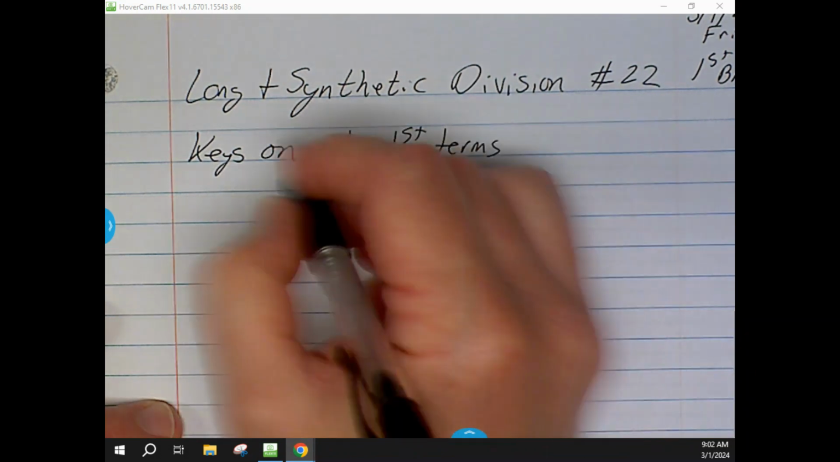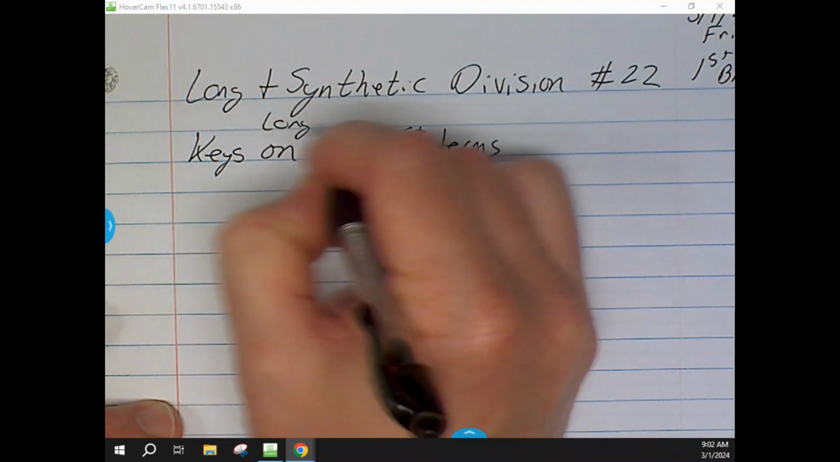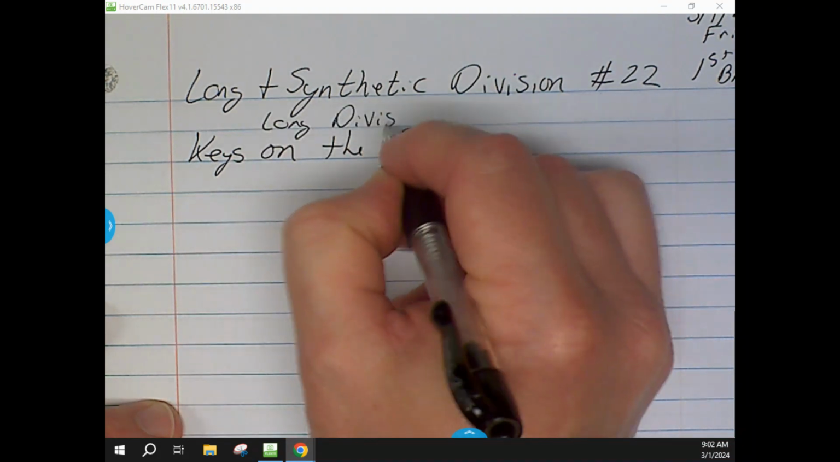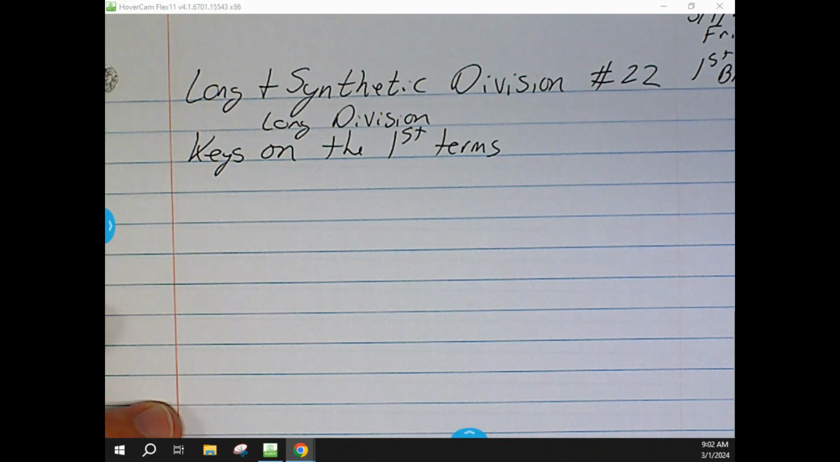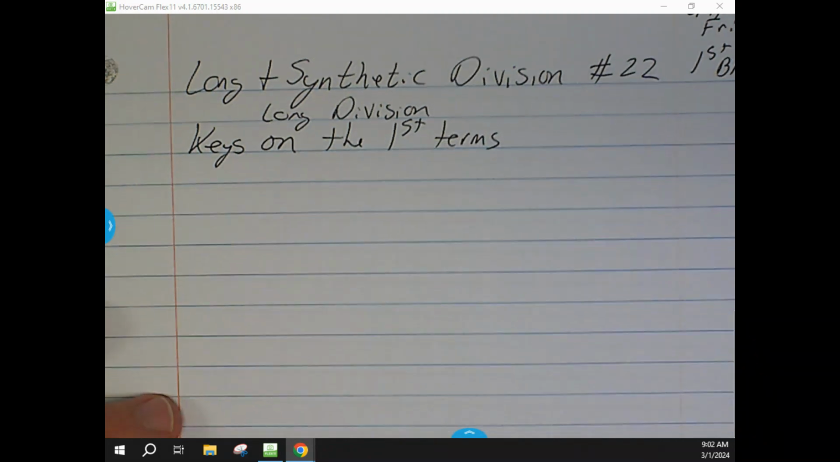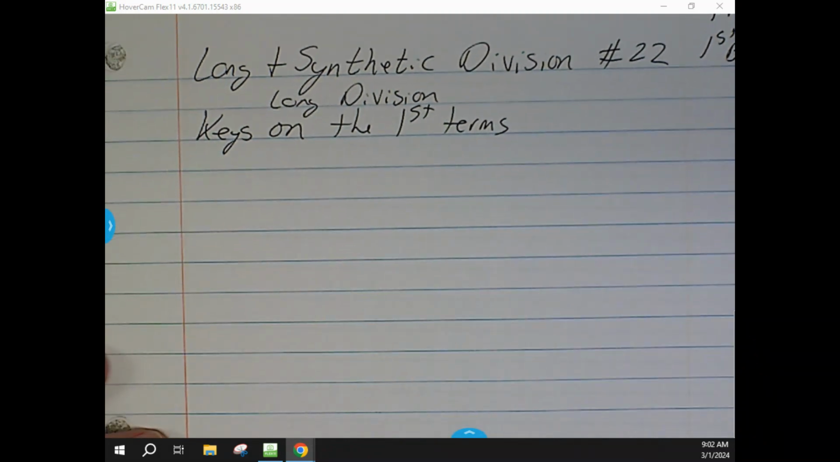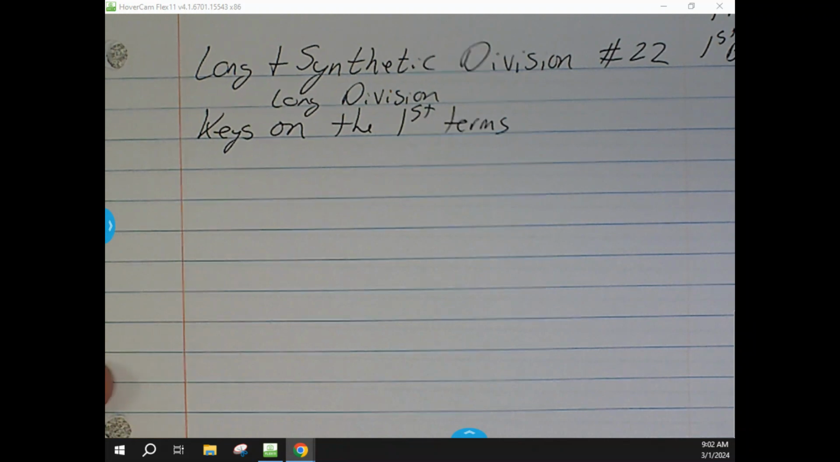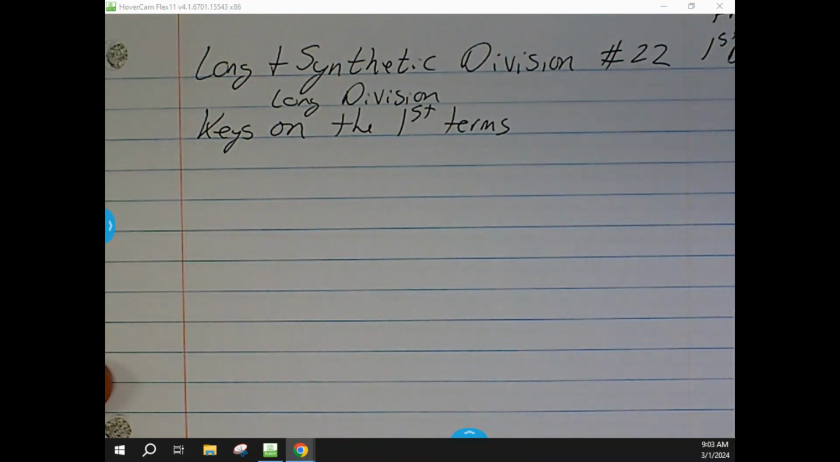So when we're doing long division, key on the first terms. Synthetic division, not so much. Most everything we're going to do, we're going to focus heavily on. I'm going to show you one long division problem, but most everything else we're going to key on synthetic division, because that's a lot of the things you're going to do in here, and even a lot of things that you do in pre-cal. They're going to key on you being able to do synthetic division more than the long division stuff.